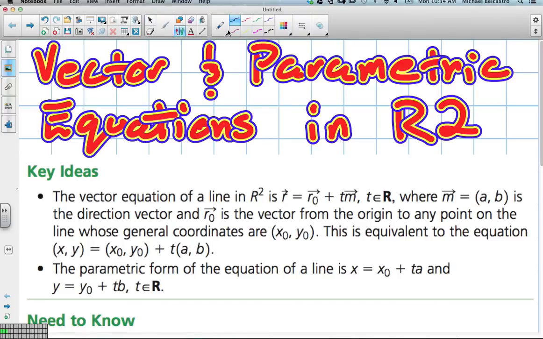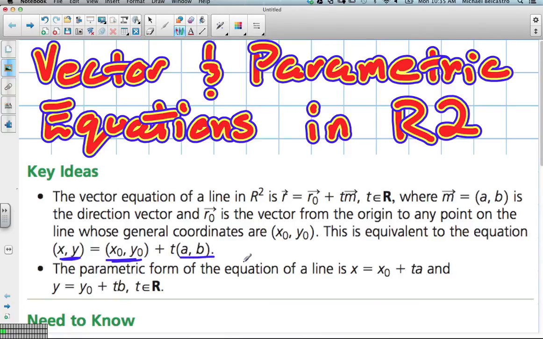Okay, so vector and parametric equations in two space. So the vector equation, in two space specifically, we write it as vector r is equal to a point on the line plus a parameter multiplied by the direction vector. Okay? So they have a whole explanation here, and they go into how we can create this equation.